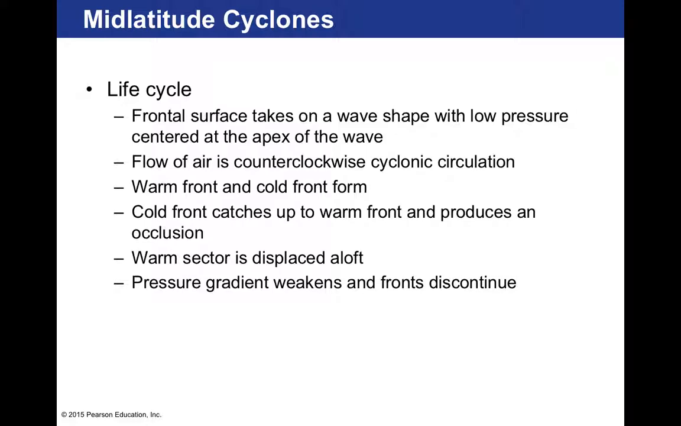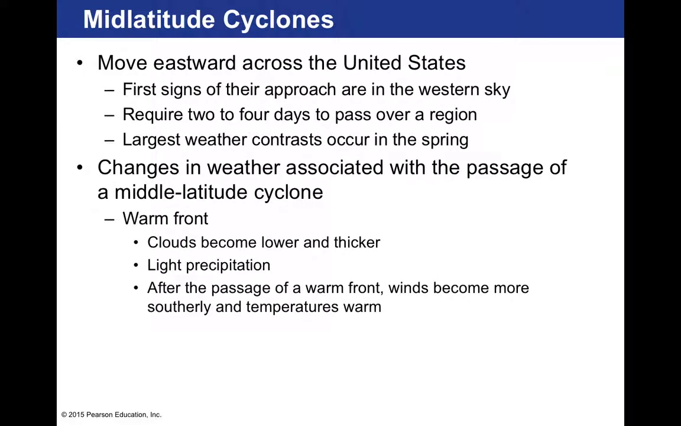So typically when these severe weather storms form, it's usually a quick event because the cold front overtakes the warm front, and then once the precipitation is over, a high pressure system usually takes its place. Now, these mid-latitude cyclones move easterly across the United States, and the first sign of their approach is usually in the western sky, and they require about 2 to 4 days to pass over a region depending on their speed. And the largest weather contrasts usually occur in the spring.